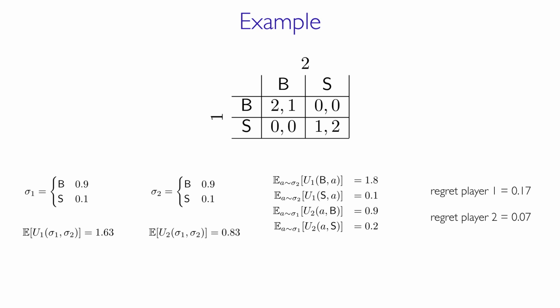The calculation is similar for player 2, resulting in a regret of 0.07. This means that the strategy profile we are considering is an epsilon Nash equilibrium with epsilon equal to 0.17. That is, no player can improve their utility by more than 0.17.